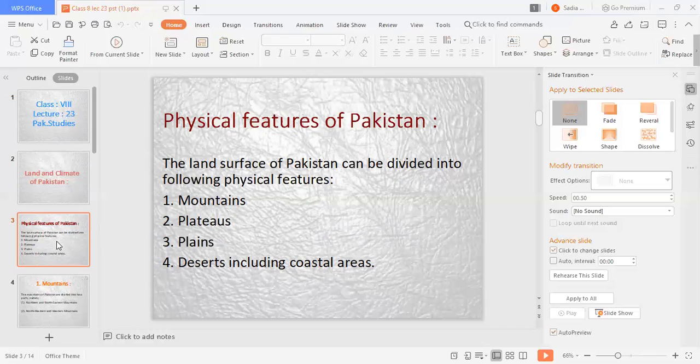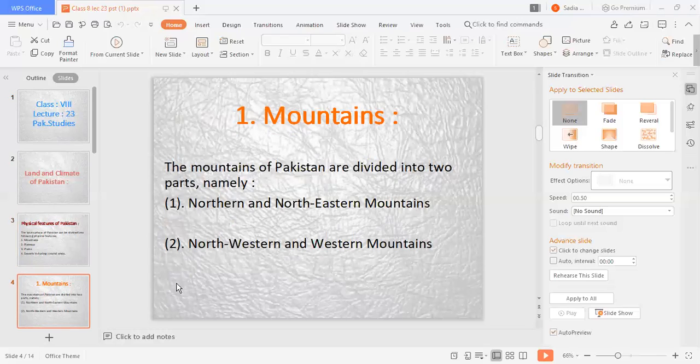So first of all, we have to discuss the mountains. The mountains of Pakistan are divided into 2 parts, namely the northern and northeastern mountains, and these are the most important mountains. We are going to discuss the northern and northeastern mountains in detail. Number 2, the second type of mountains, are the northwest and western mountains. Is it clear?